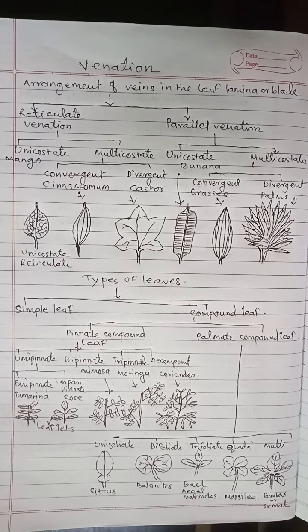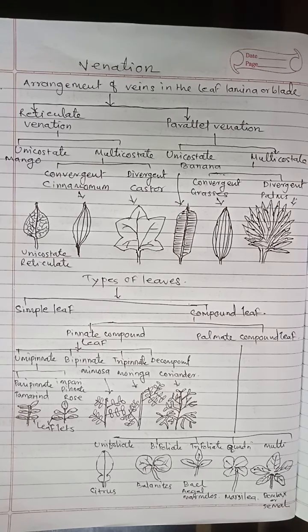Second one, divergent type. Many principal veins arising from the tip of the petiole diverge, means go away from the apex, away from one another towards the margin of the leaf blade. Such type of divergent venation is found in castor, cucumber.